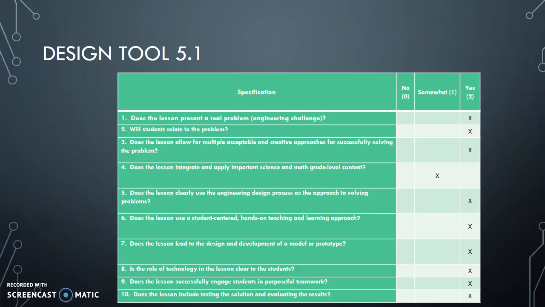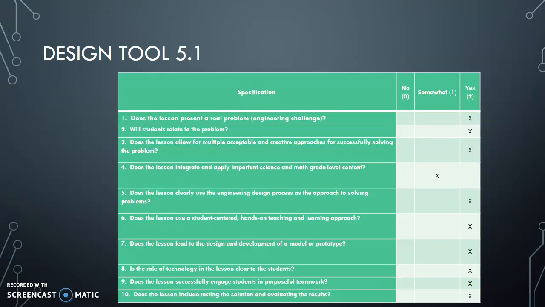So for our design tool, we have our specifications. As you can see, most of them are in the yes category. The only one that's not is the one about the design of the lesson integrating and applying important science and math grade level content. I have it as a somewhat.